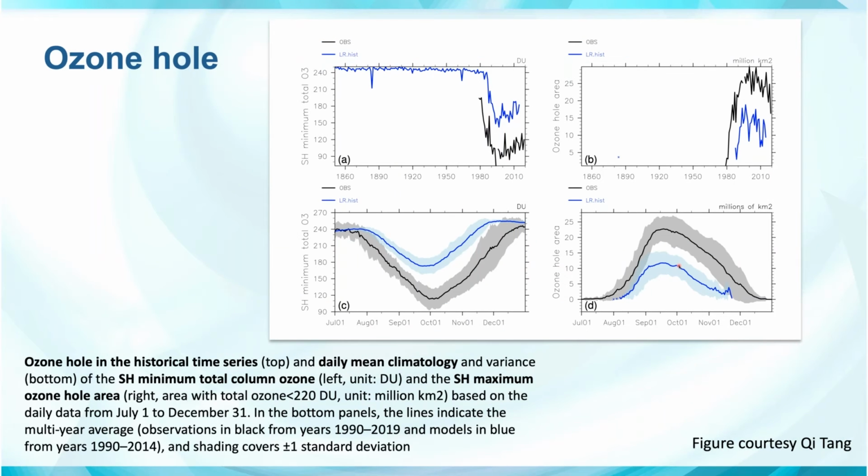Ozone and ozone hole, we have an ozone hole. This is the time series from 1850 to 2015 of minimum total ozone area. The model is in blue, the observation in black. We have an ozone hole at about the right time with about the right shape, but the minimum is too high compared to observation. Climatologically, looking at that period seasonally, we also captured the seasonal variation of the ozone hole quite well. But again, we are underestimating the amplitude of the seasonal change.